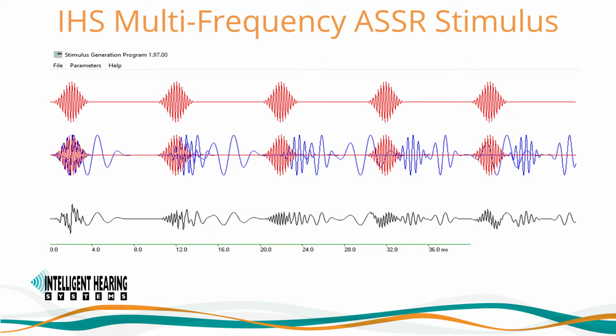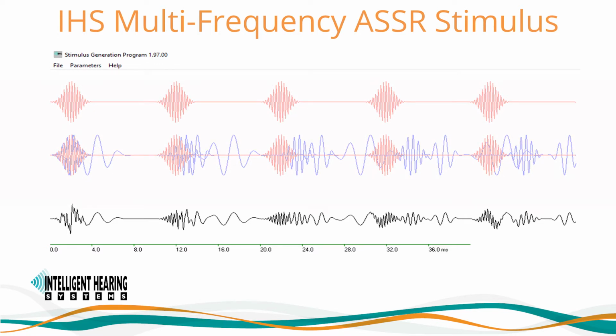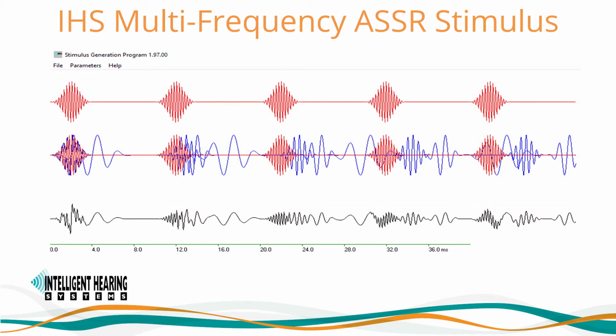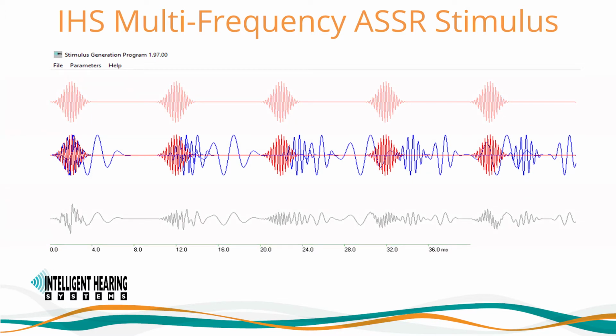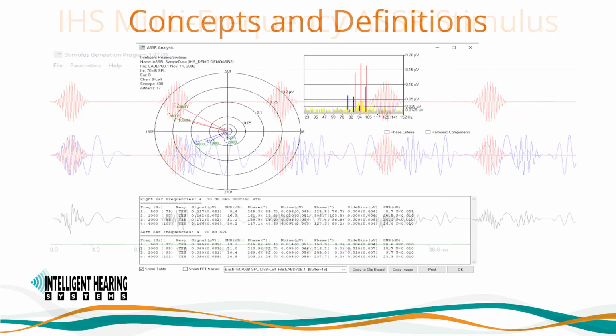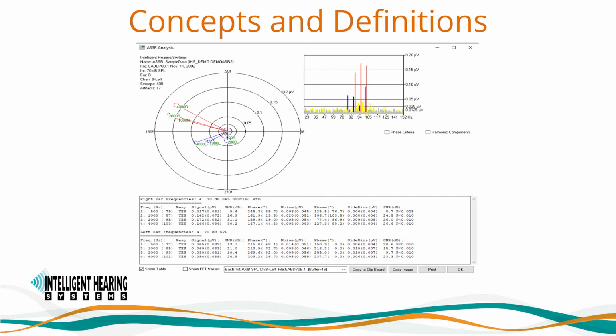The SmartEP-ASSR system uses Blackman tones to preserve frequency specificity without compromising neural synchrony. Here in black is a depiction of one of the complex multi-frequency stimuli used in the SmartEP-ASSR using 4 Blackman tone components. A representation of its 4 carrier frequency components and stimulus characteristics can be seen overlapped above it. Now let's review some important concepts and definitions regarding ASSR analysis.